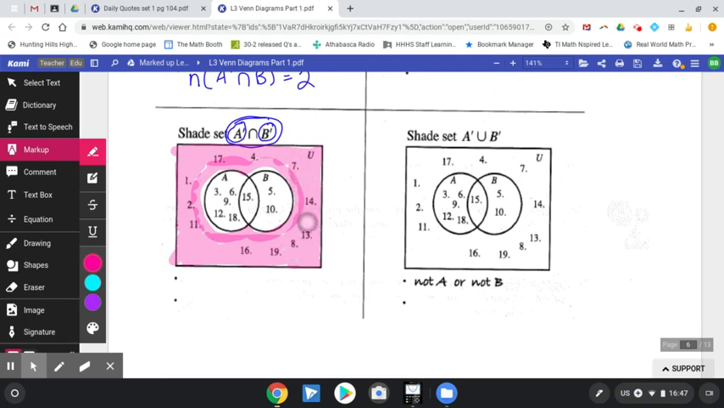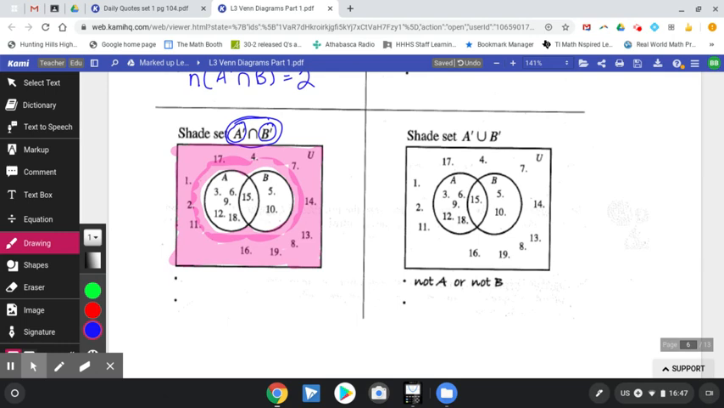I was going to remind you that this whole idea of shading is telling us where we would look to find this given set of numbers. Understanding this whole shading thing is going to help us later when we're doing questions where it just says, how many elements are in here? We have to know where to look for it.